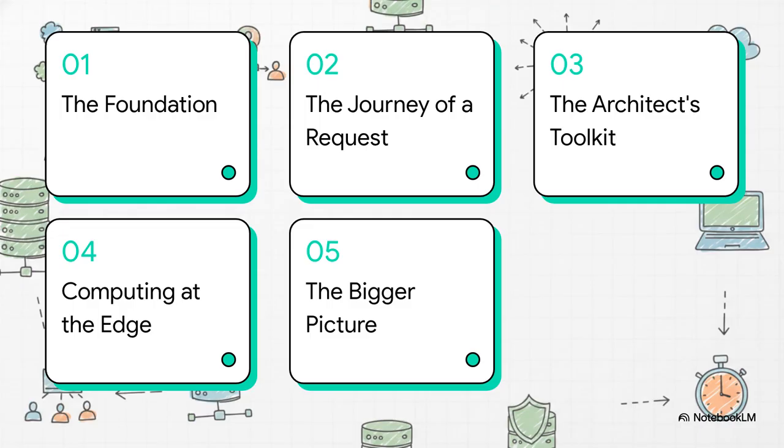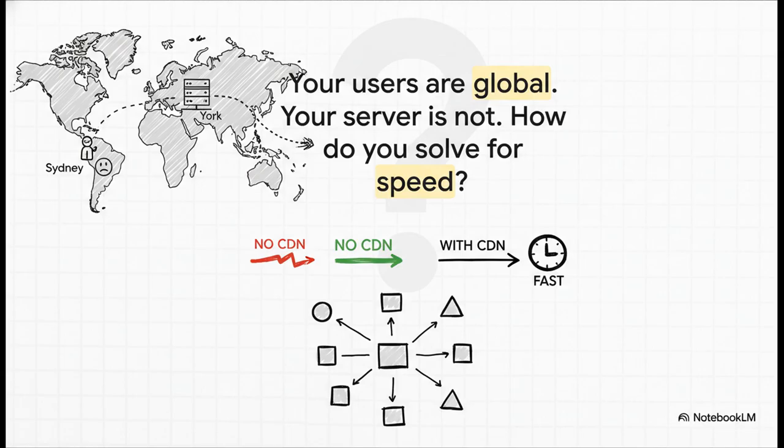Okay, so here's how we're going to tackle this. First up, the basics. We'll build the foundation. Then we'll trace a request from start to finish to see how it all works. After that, we'll open up the Architect's Toolkit to check out the cool features, we'll even dive into computing at the edge, and then we'll wrap it all up by looking at the bigger picture to see how CloudFront plays with other AWS services.